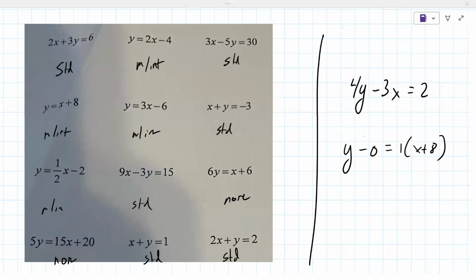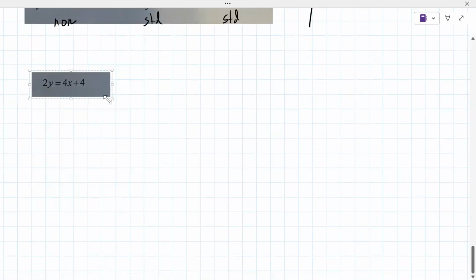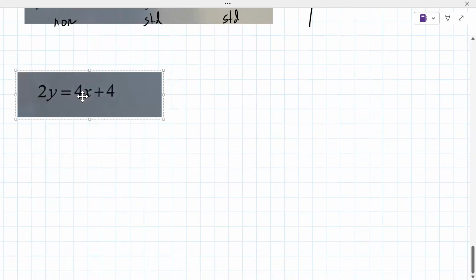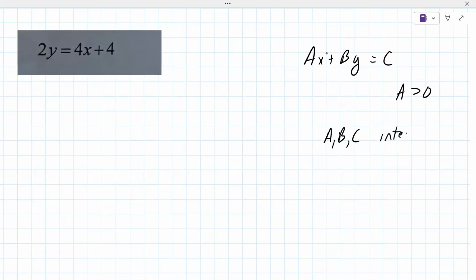All right, number 14, part A. Standard form is x and y on one side. They have to be integers. A has to be greater than 0. There are some options here. Let me know what you come up with.